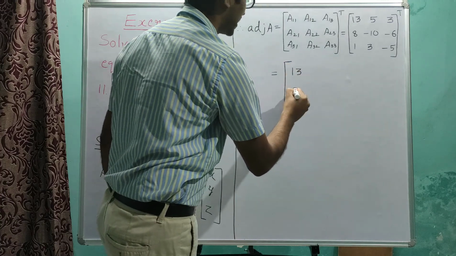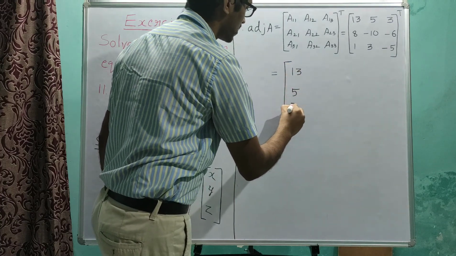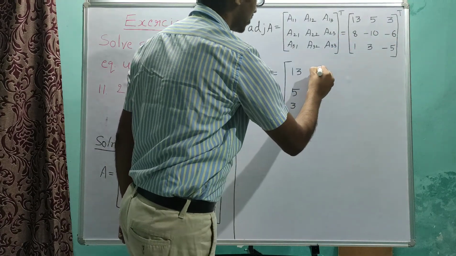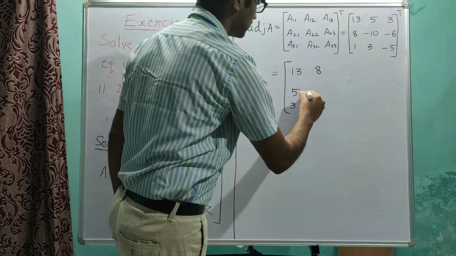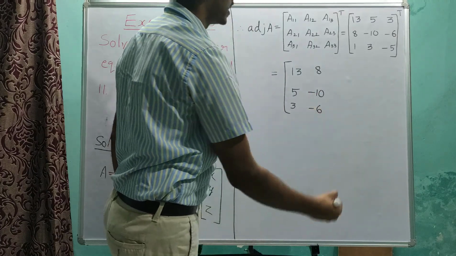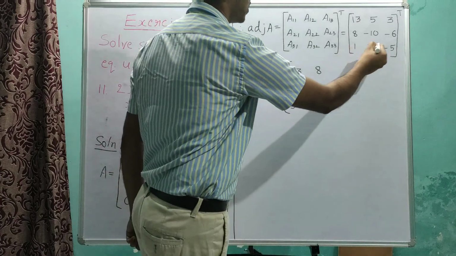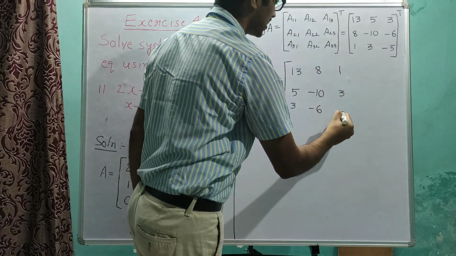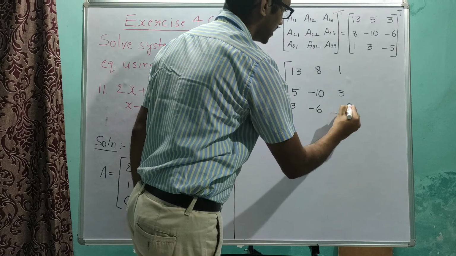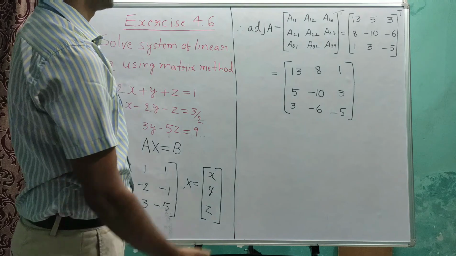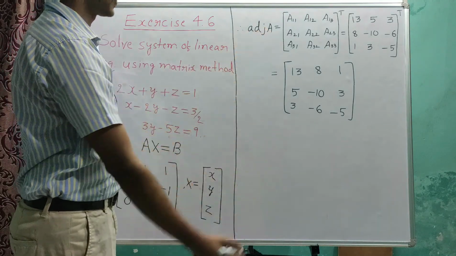First column as 13, 5, 3. Second row as second column: 8, minus 10, minus 6. Third row as third column: 1, 3, minus 5. So this is the value of the adjoint of A.